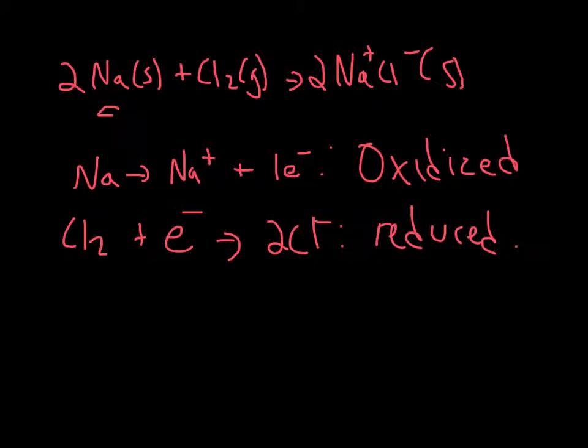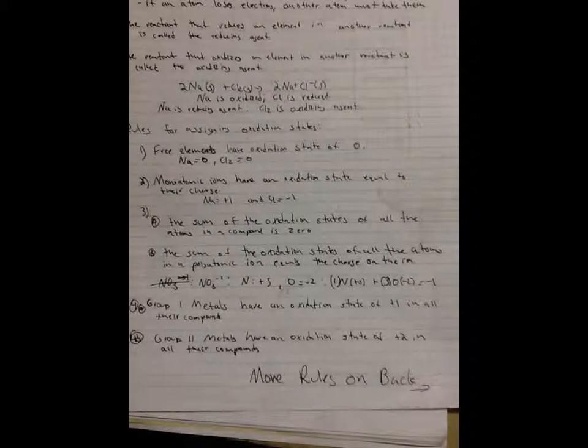Alright, so obviously they're not all going to be simple like this, so let's go over some of the rules. I didn't feel like writing out all the rules here, so if you guys want to pause this, read them over. These are the basic rules, and I'll be explaining them as we go over problem solving. We have here rules for assigning oxidation states. Free elements have oxidation states of 0. So Na alone is 0, Cl2 alone is 0, even though we have that subscript right there, it's still going to be 0.